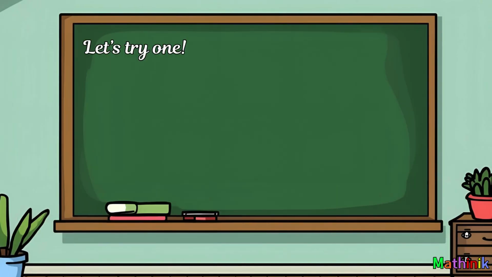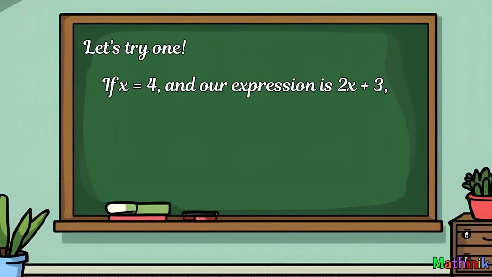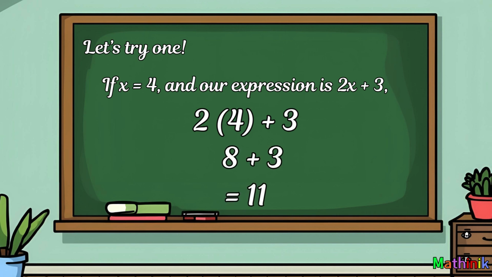Let's try one. If x equals 4, and our expression is 2x plus 3, then we plug it in. 2 times 4 plus 3. That's 8 plus 3, which equals 11. See? You just evaluated your first algebraic expression.